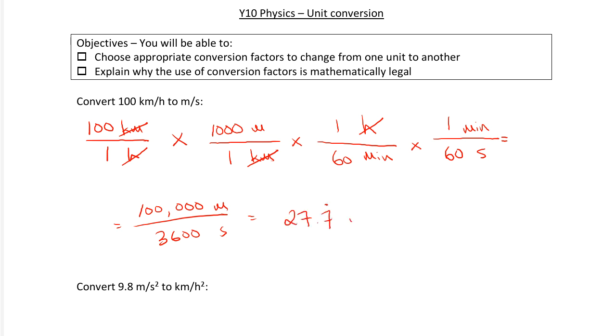I'm not going to do sig figs in this one. We'll talk about that in another video. 27.7 repeating meters per second. So I've converted 100 kilometers per hour to meters per second and gotten this result.